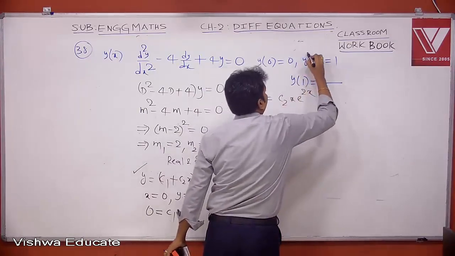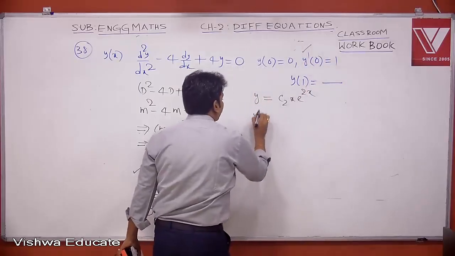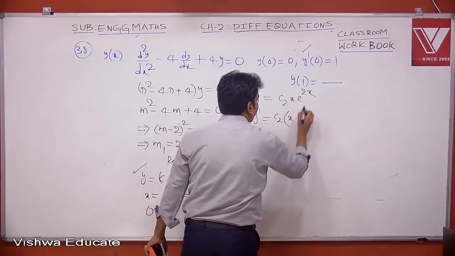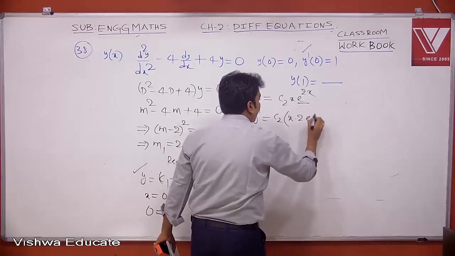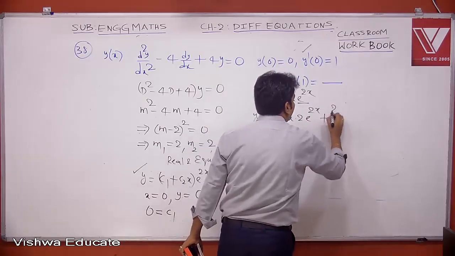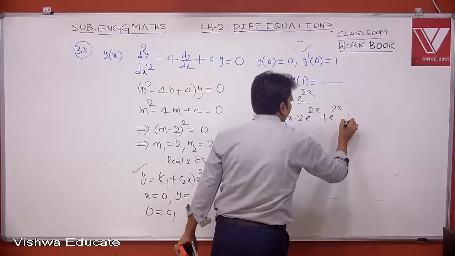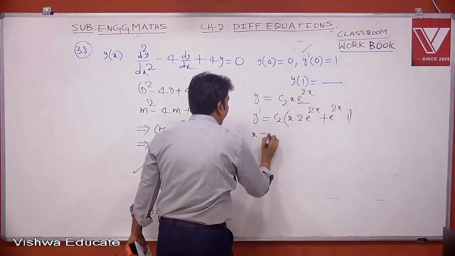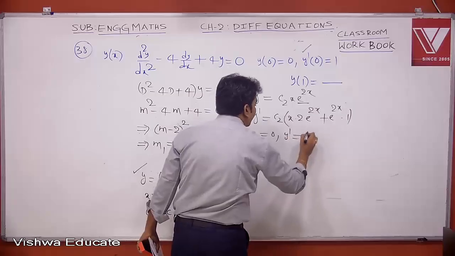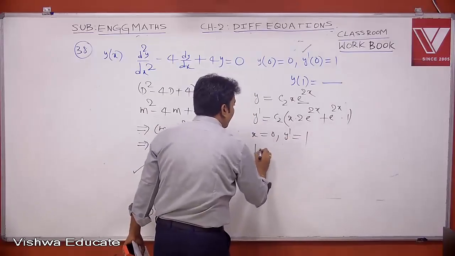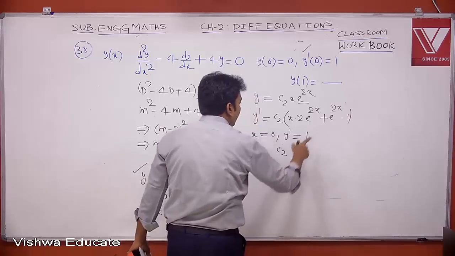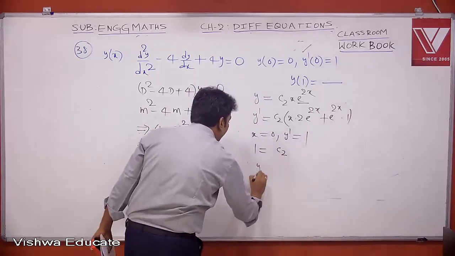To apply the second boundary condition, we need to find the derivative. So y dash equal to c2 into, apply product rule, x into derivative of this, 2 into e power 2x, plus e power 2x into derivative of x with respect to x, which is 1. So y dash of 0 is 1. That means when x is 0, y dash equal to 1. Therefore this is c2 into 1. So c2 value is 1.